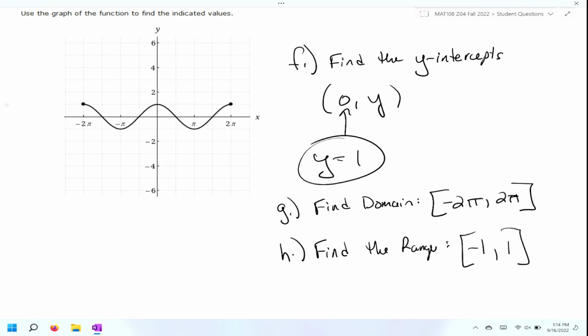And that is how you do this problem. So I hope this kind of cleared the air or got some rust off when it comes to finding domain and range. Domain and range is really easy once you understand what they're really asking for.